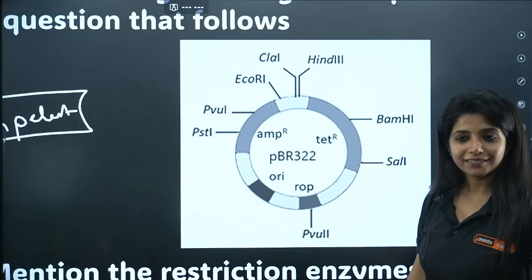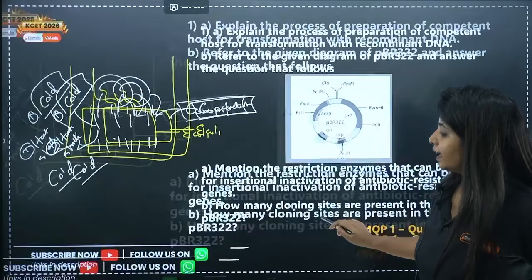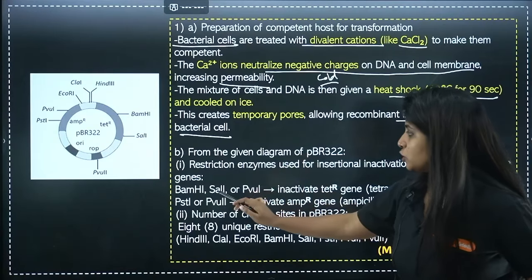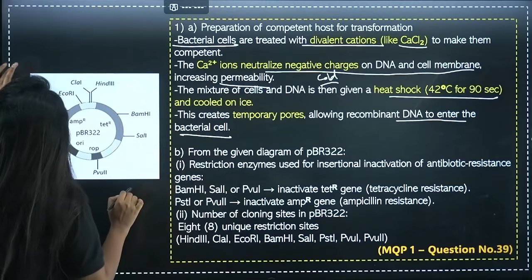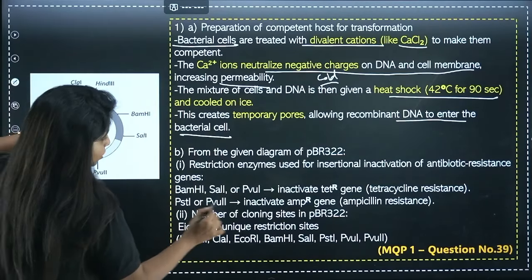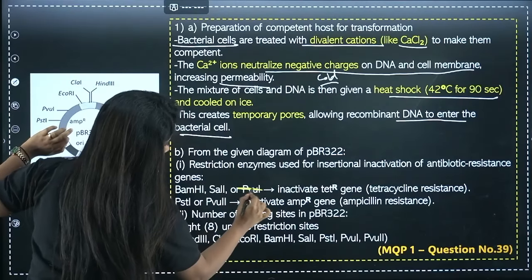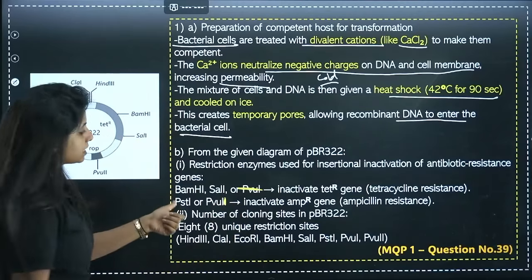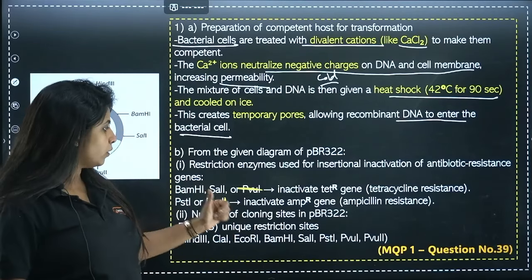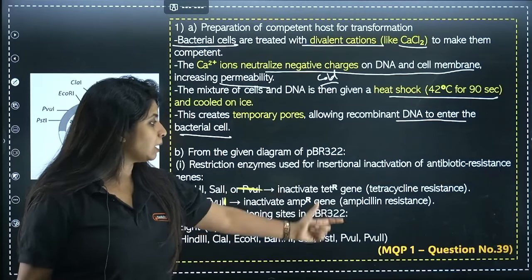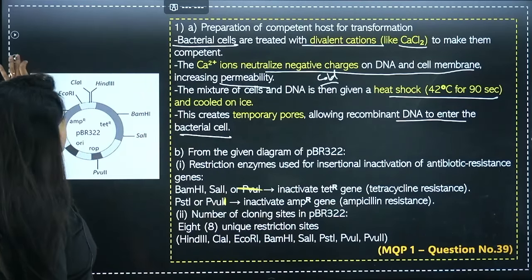So you need to write that. BamHI or SalI can be used, and over here PstI or PvuI can be used. Not PvuII, it's just PvuI. These inactivate ampicillin, and that inactivates the tetracycline resistance gene.